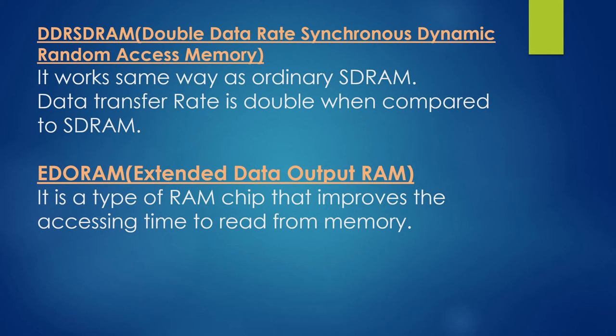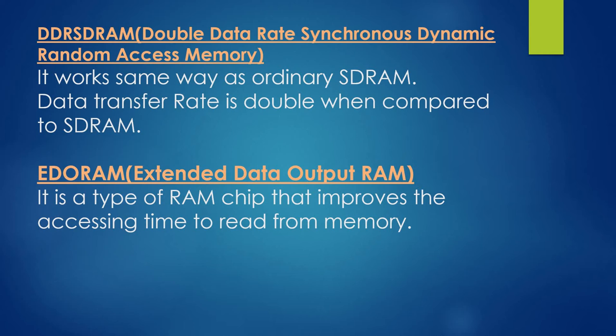Next classification, DDR SDRAM. DDR SDRAM means Double Data Rate Synchronous Dynamic Random Access Memory. This DDR SDRAM is also the same as SDRAM, that is, it is also synchronized to the system clock. But what is the difference? The data transfer rate is double that of SDRAM. The data transfer rate in DDR SDRAM is double compared to SDRAM.